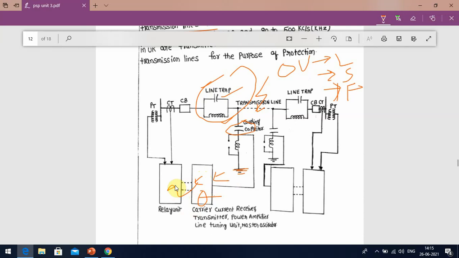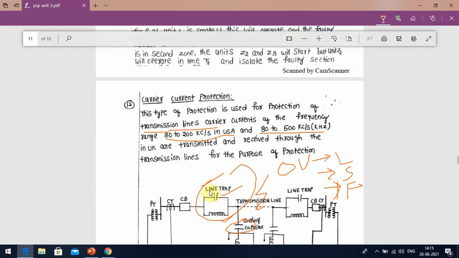comprises an attenuator, a band pass filter and a matching transformer. So the relay unit has three parts: attenuator, band pass filter, matching transformer. So what is the use of that attenuator? The attenuator reduces the signal to a safer value. Next, the band pass filter restricts the acceptance of unwanted signals. The matching transformer or matching element matches the impedance of the line and the receiving unit. So this is the main operation of the carrier current protection of the transmission lines.